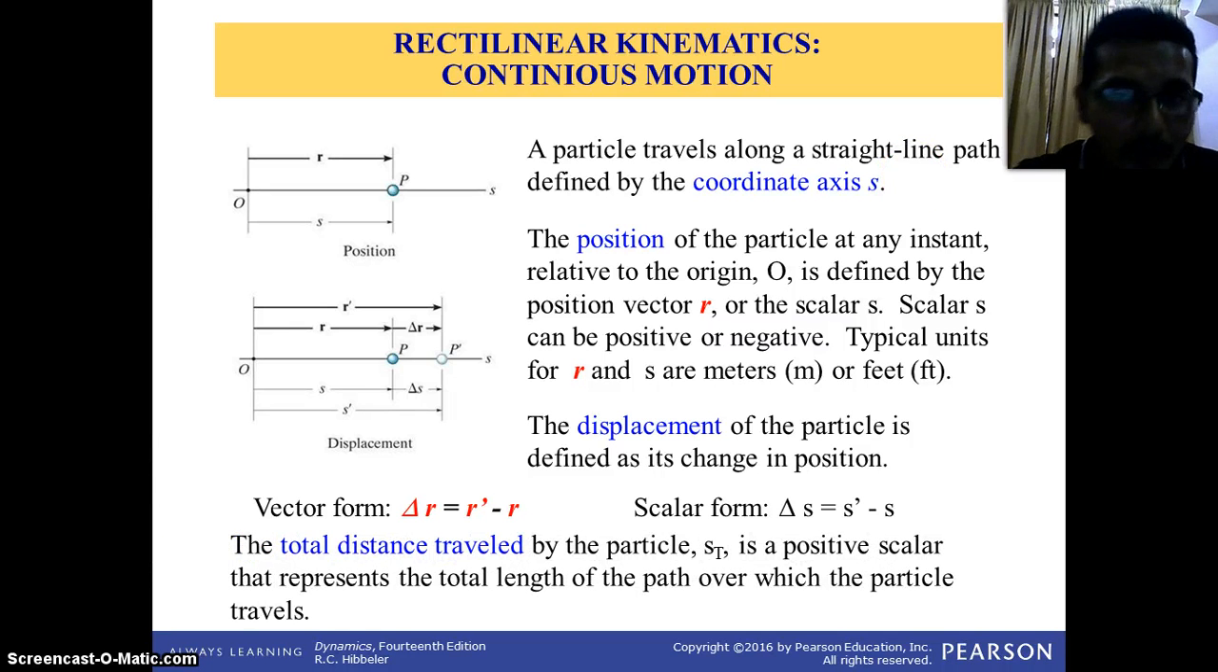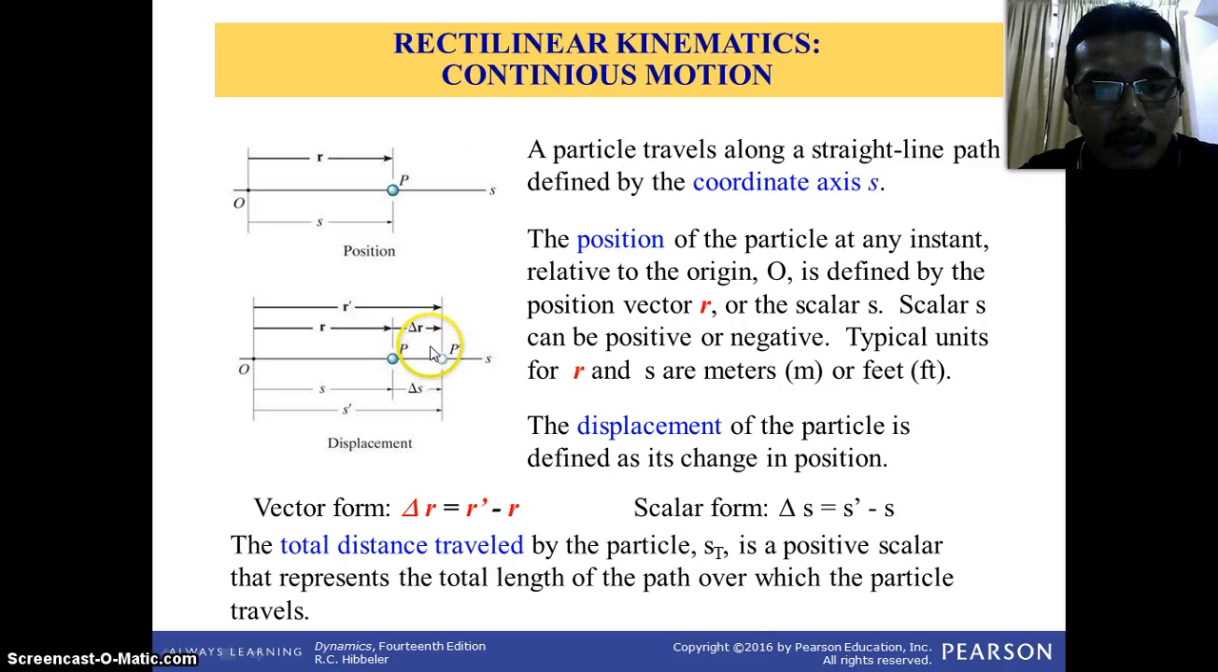Rectilinear kinematics means continuous motion. For example, a particle travels along a straight-line path defined by the coordinate axis s, from point O to point P. The position of the particle at any instant relative to the origin O is defined by the position vector r, or the scalar s. s is the magnitude, and r is the position vector. The scalar s can be positive or negative. Typical units for r and s are meters, or feet for imperial units.